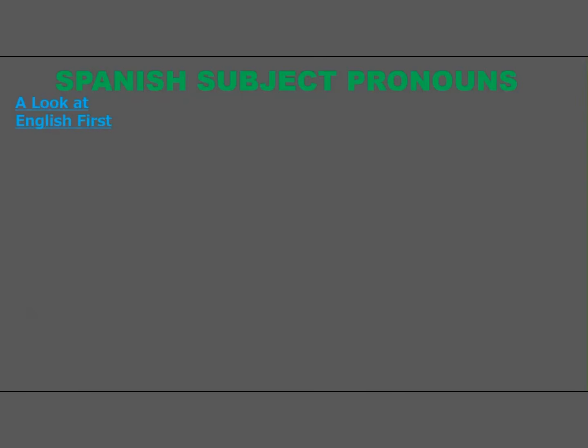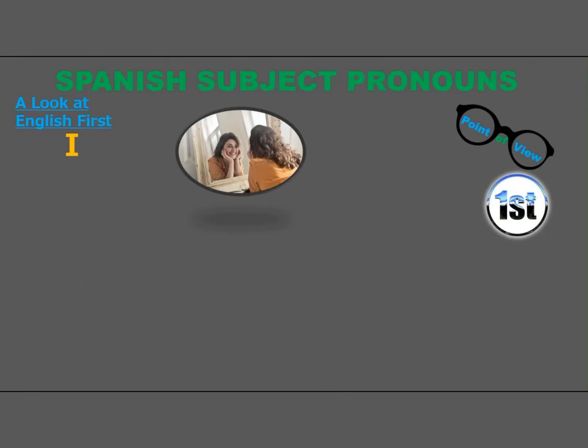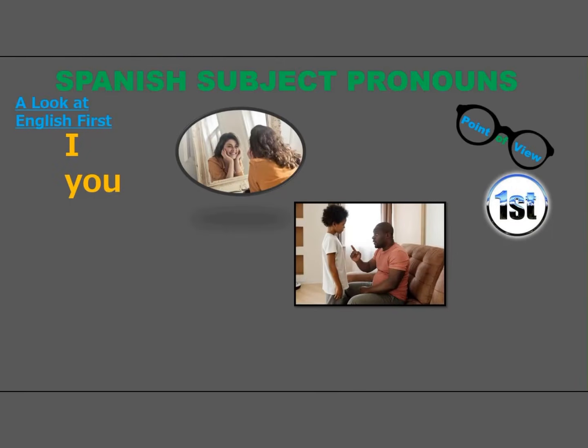When learning these pronouns, you should learn to think about them in terms of point of view. The point of view is how the person or thing of the pronoun is viewed. Let me explain. The pronoun I comes first and is used to talk about oneself. The pronoun I is in the first person point of view. The pronoun you is used when addressing someone directly. The pronoun you is in the second person point of view.